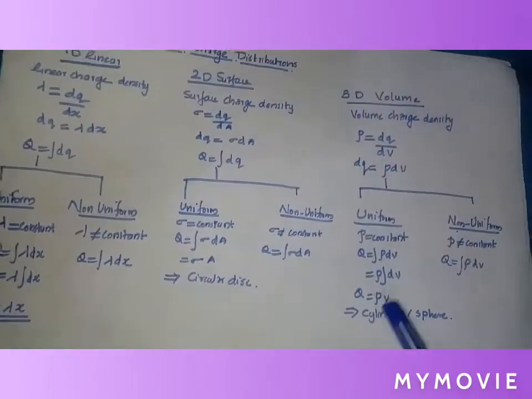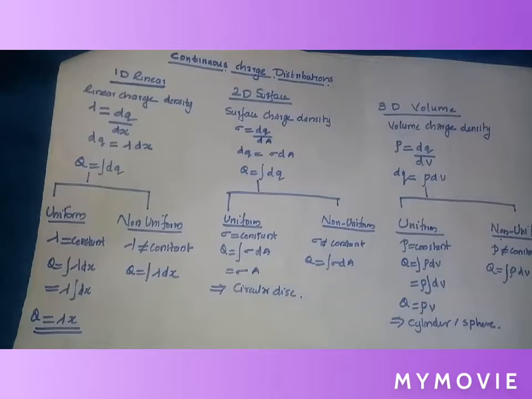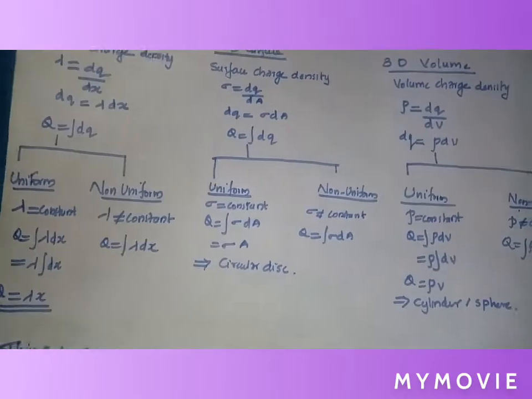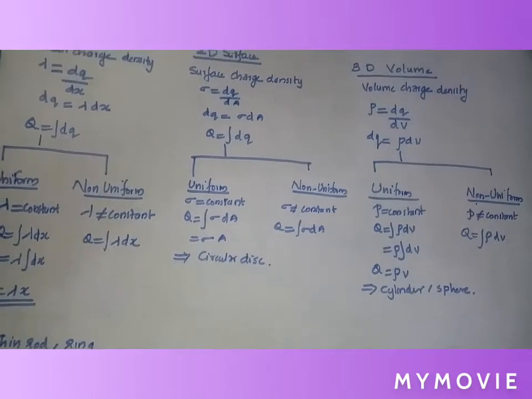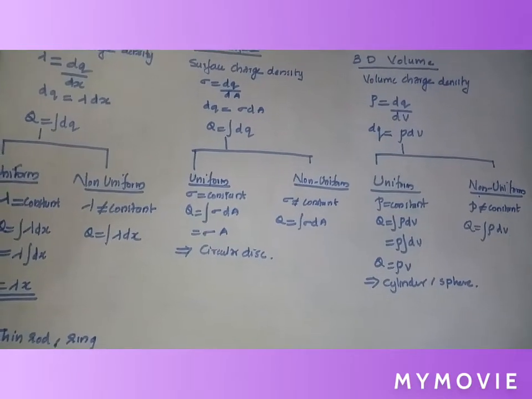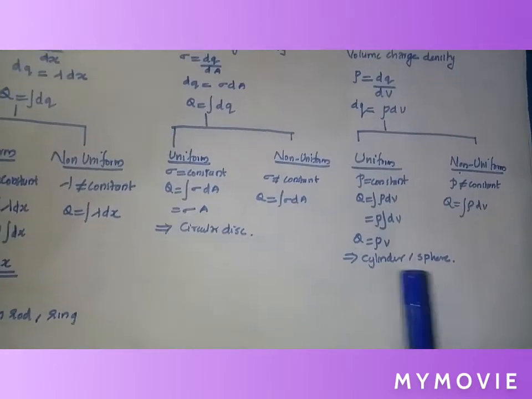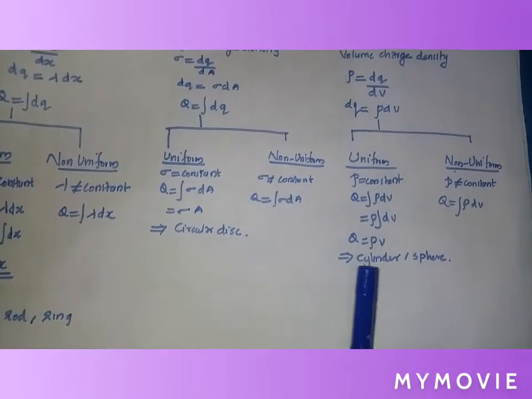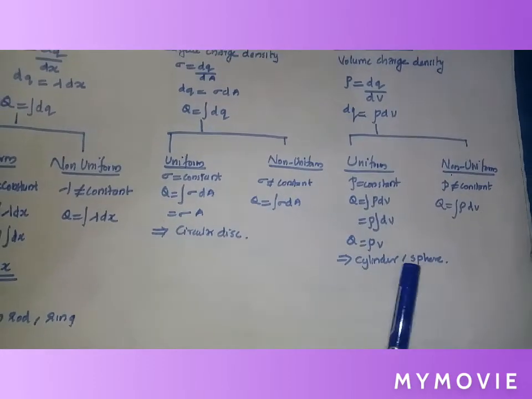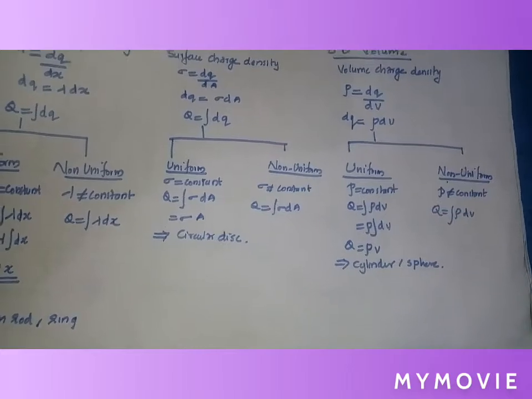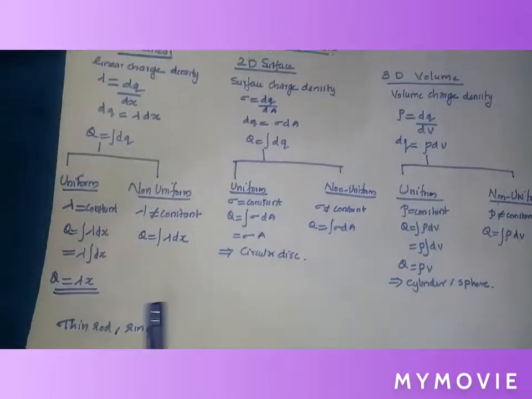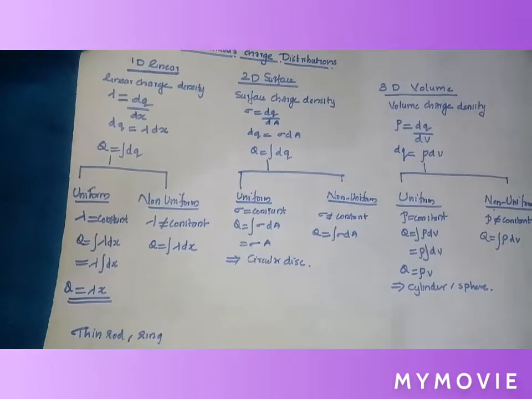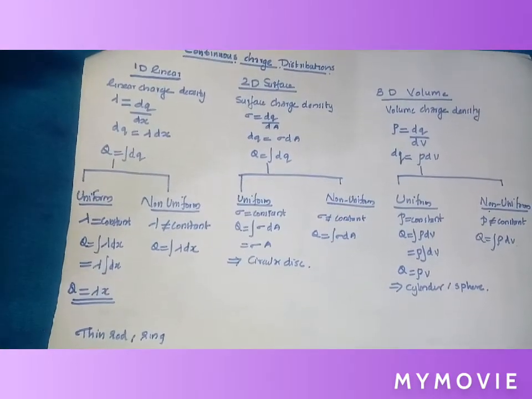In 3D volume also there is a charge distribution. So volume charge density, rho is equal to dq by dV, dq is equal to rho dV. We have uniform and non-uniform case. Rho is constant means we take rho outside, and q is equal to rho V. Cylinder and sphere are those cases. Non-uniform, that is rho is not a constant, means we have to integrate integral rho dV. These are the charge densities in 1D, 2D, 3D.